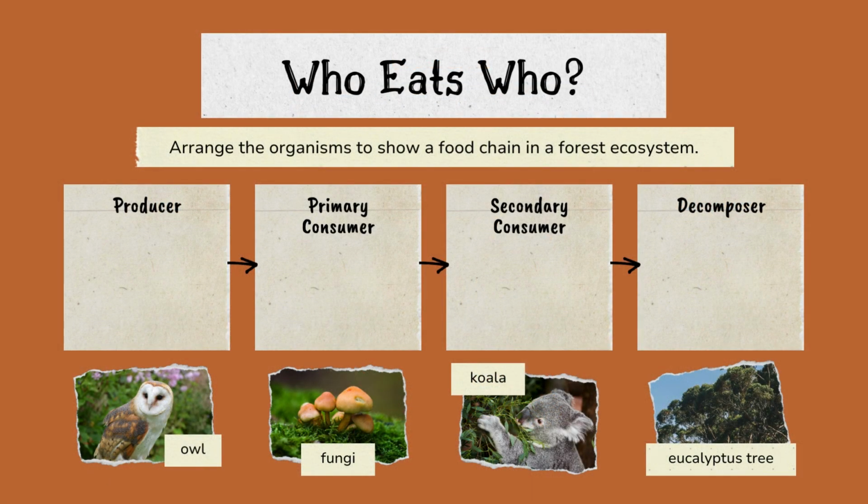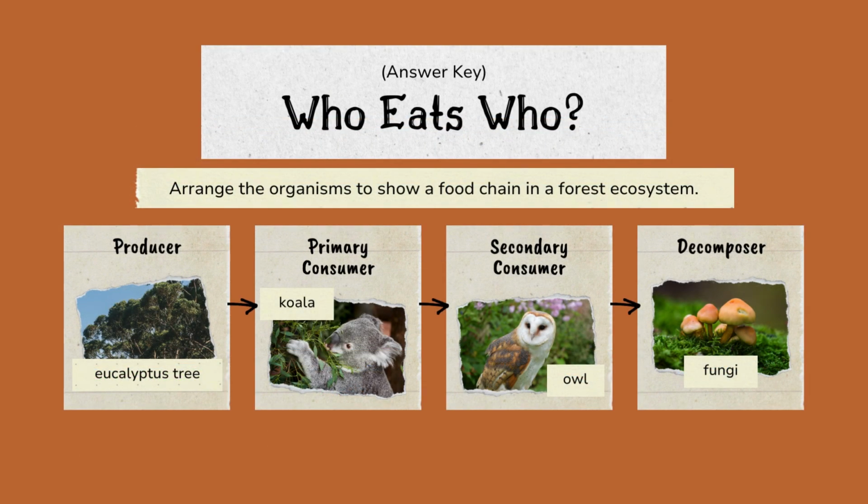Here is an activity for who eats who. You will arrange the organisms to show a food chain in a forest ecosystem. So here we have an owl, we have fungi, we have koalas, and we have a eucalyptus tree. And here is the answer key.